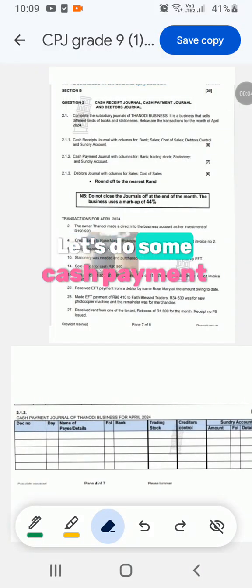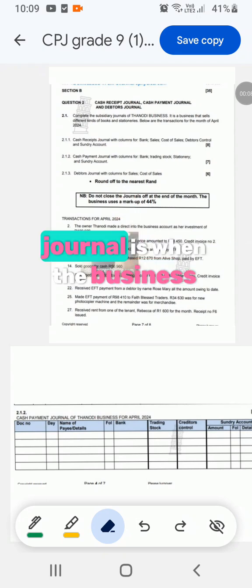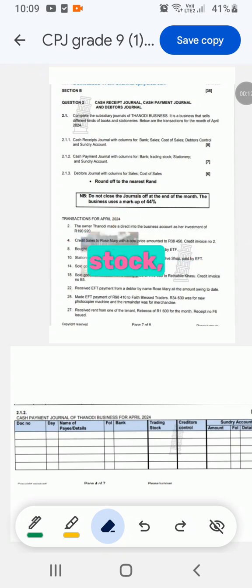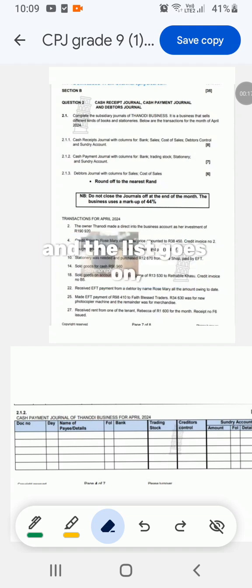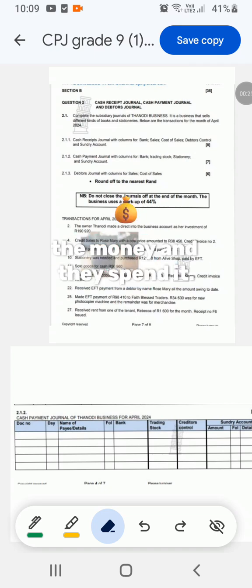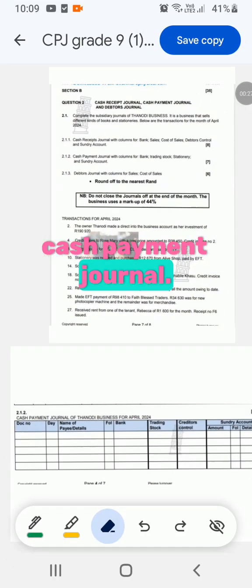Let's do some cash payment journal. So cash payment journal is when the business pays for something, whether it's stock, stationery, or equipment, and the list goes on. As long as the business takes the money and spends it, we record that under the cash payment journal.